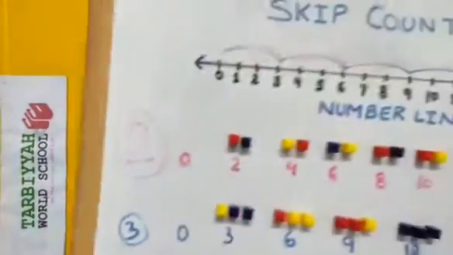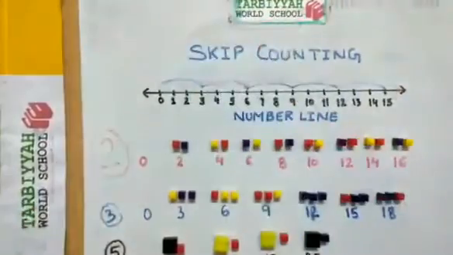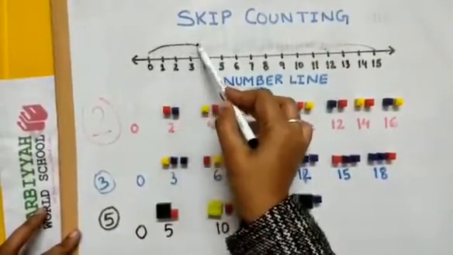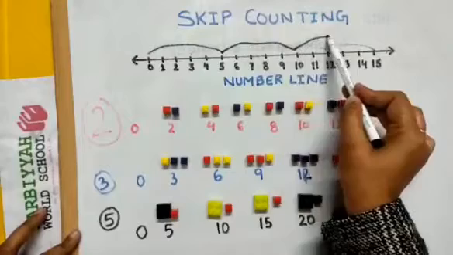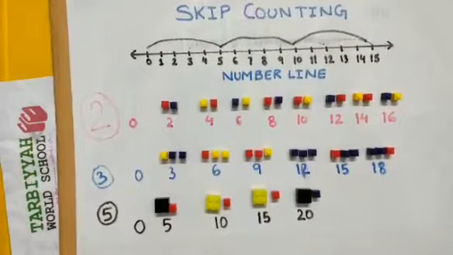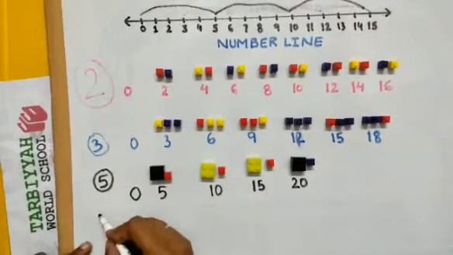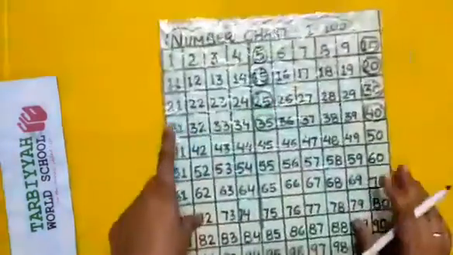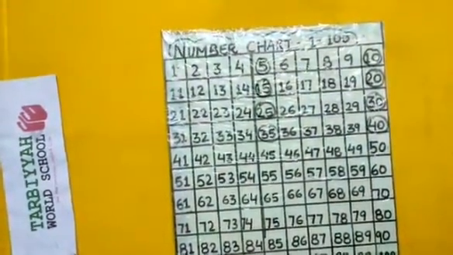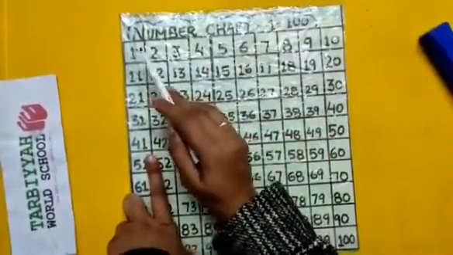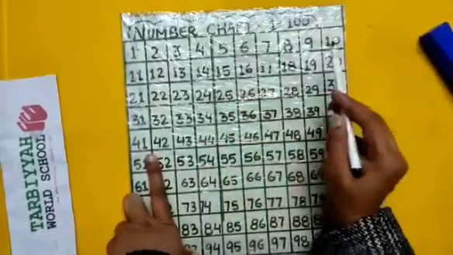Now see on the number line. We start from 0 to 5, 5 to 10, 10 to 15. Like this. Okay. Now we will do skip counting of 10. First we do it on the number chart. 1, 2, 3, 4, 5, 6. Here we have to leave 9 numbers. 1, 2, 3, 4, 5, 6, 7, 8, 9.